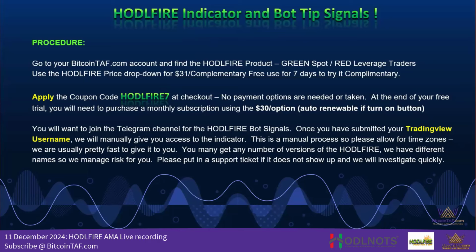So what the procedure is if you're going to use it for the first time, if you happen to be on the call, you haven't yet experienced it, you'll need to create an account at bitcointap.com, and you will go to the HODLFIRE product. The green one is for the spot and the red one is for the leverage. Okay, you use the HODLFIRE price drop down and you'll look for the $31 one. And the reason we put the $31 in there is to differentiate it from the $30 product, which is the monthly one. But this one comes with a free coupon. It's not that we're charging you $31. We're actually giving you a free coupon with it.